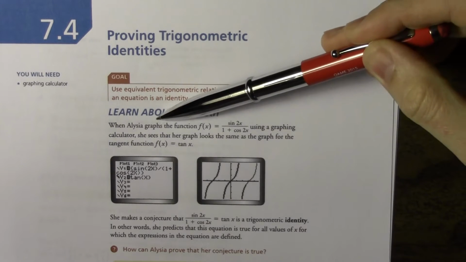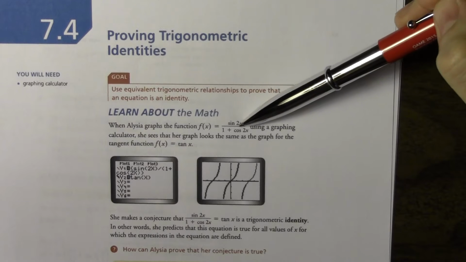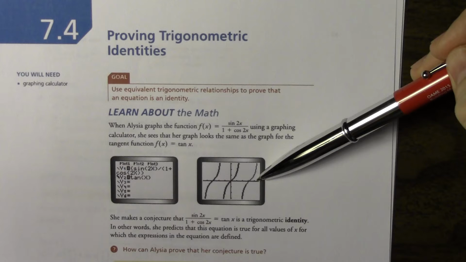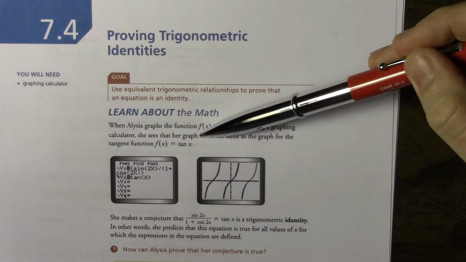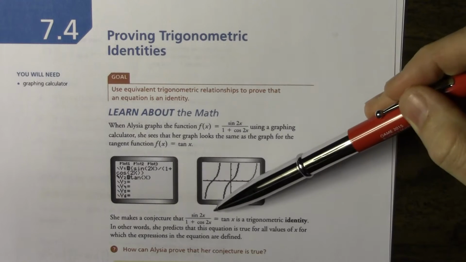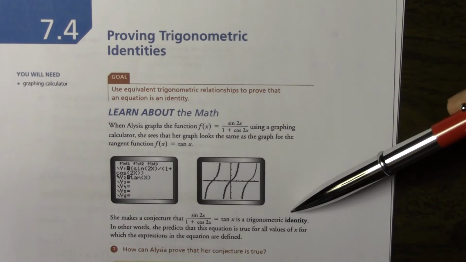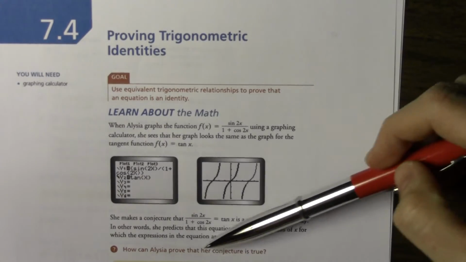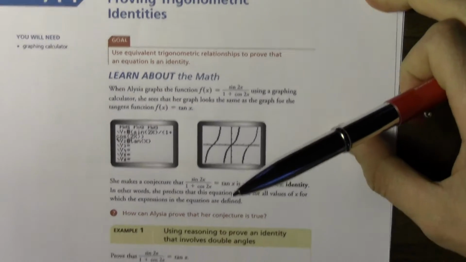So when Alicia graphs the function sine 2x over 1 plus cos 2x, she finds that the graph looks very similar to that of f of x equals tan x. It's actually identical. So she makes the conjecture that this is in fact a trigonometric identity. So we need to prove that now. How can Alicia prove that her conjecture is true?